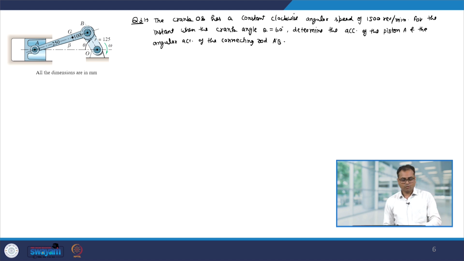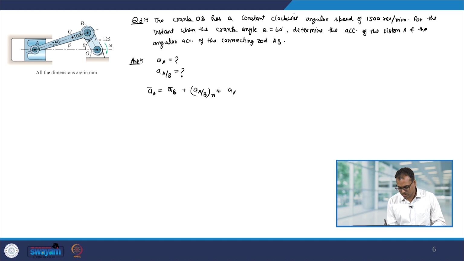Okay. So, we have been asked what is the acceleration of piston A and what is A with respect to B. Now, just now we saw that the acceleration of A will be the acceleration of B plus the acceleration of A with respect to B. So, that is A_ABN plus A_ABT, okay, and all of them are vector quantities.